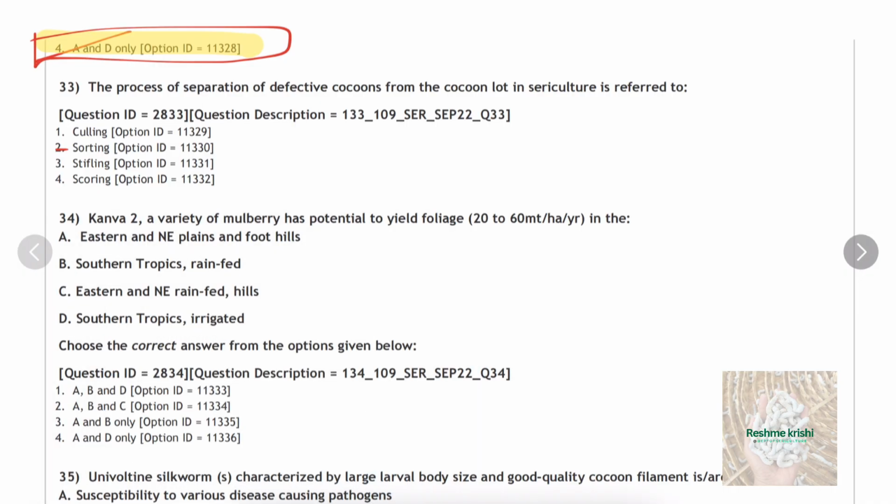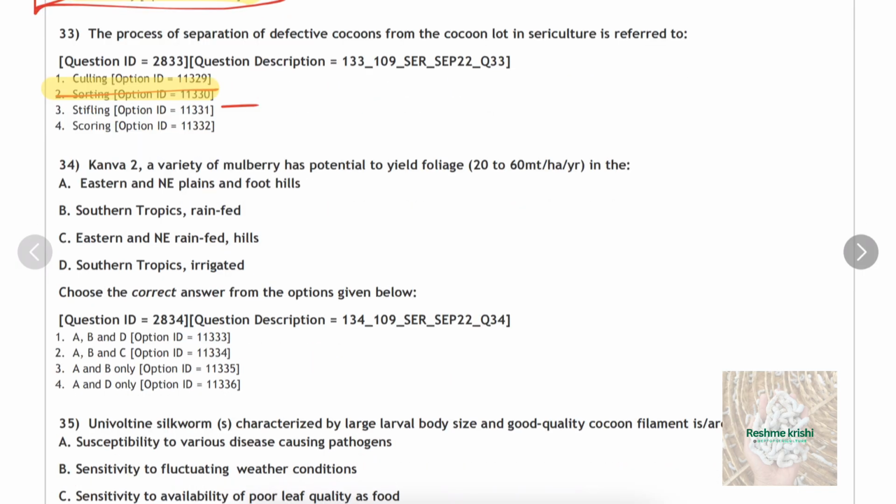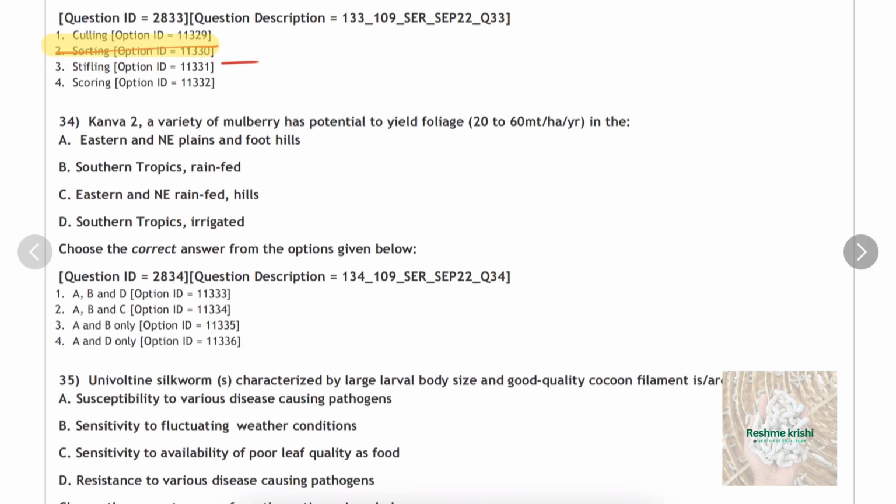Sometimes it happens. Process of separation of defective cocoon, straight away sorting, right? Stifling, we know it is killing of pupa. So sorting. Option B, 33B. Convert to a variety potential of 20 to 60 metric tons. Okay. Somewhere around 35 metric tons it used to give. Okay.